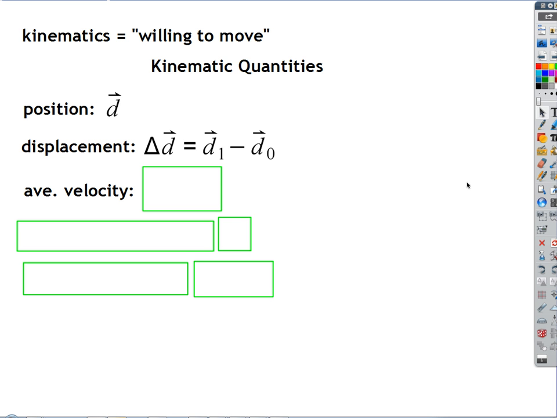Okay, average velocity. How do we define that? Yeah, just displacement over time, right? So change in position or displacement divided by time, okay?